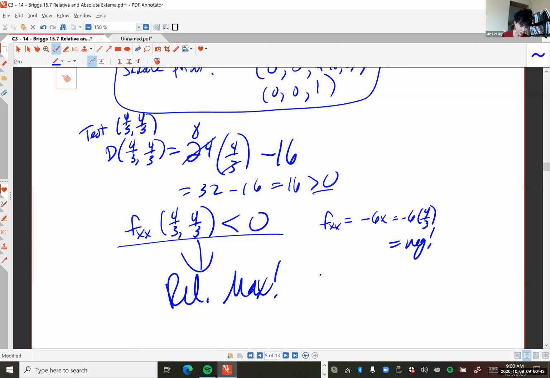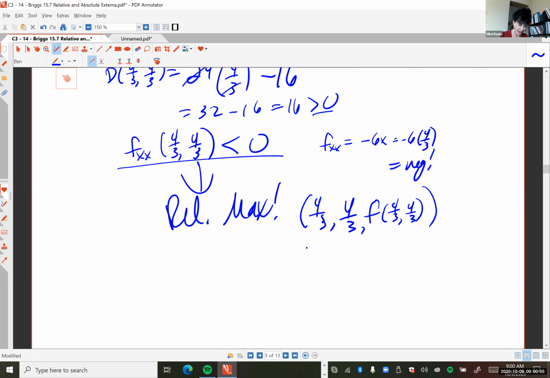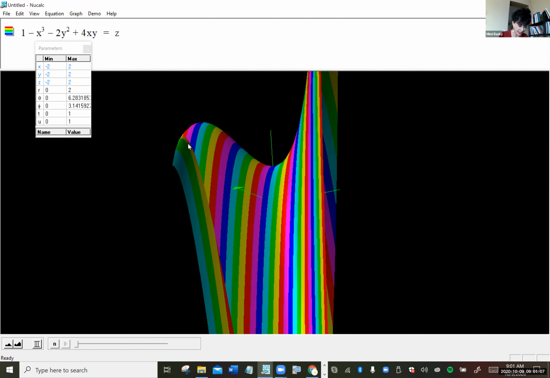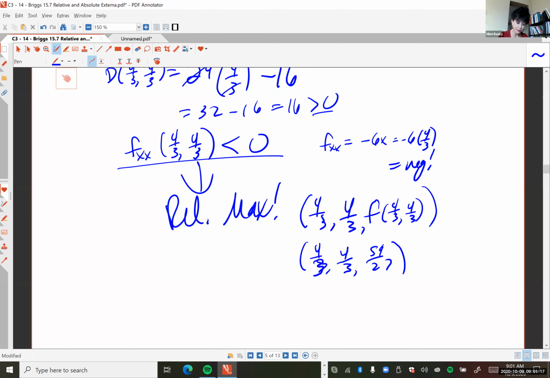The ordered triple for this relative max, the point on the actual surface, would be 4/3, 4/3, and then f evaluated at 4/3, 4/3. If you actually punch that up, it's not going to be pretty. That z coordinate is 59/27. I know, weird. But I think you can appreciate that it does look like there's a max right there at the tippy top of that little peak. That's a relative max. Okay, any questions on this cool problem?